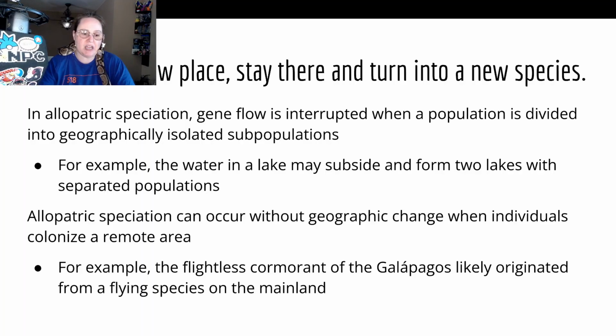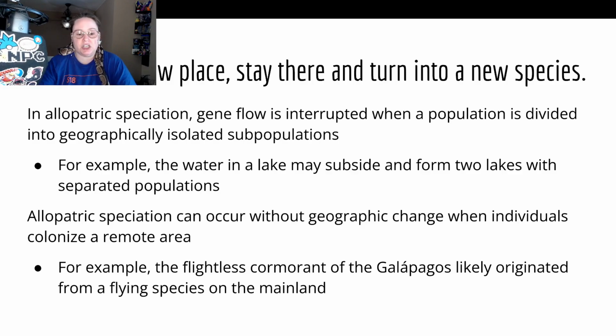So again, in allopatric speciation, gene flow is interrupted when a population is divided into geographically isolated subpopulations. We've actually seen this in lakes. For example, the water in a lake may subside and form two lakes with separated populations. We've actually recorded that. Again, island hopping is a major thing, which we've seen over and over again with the finches on the Galapagos Islands.